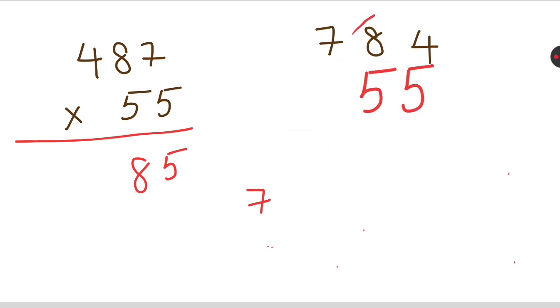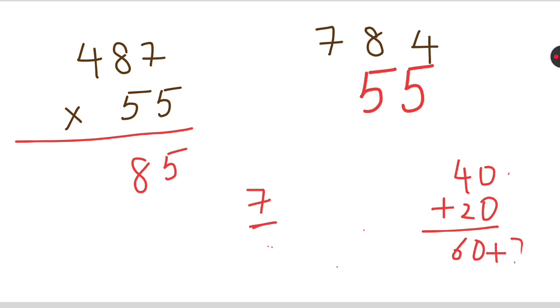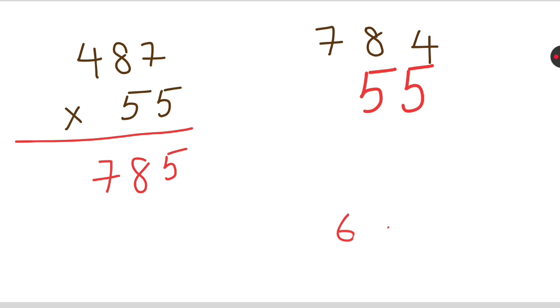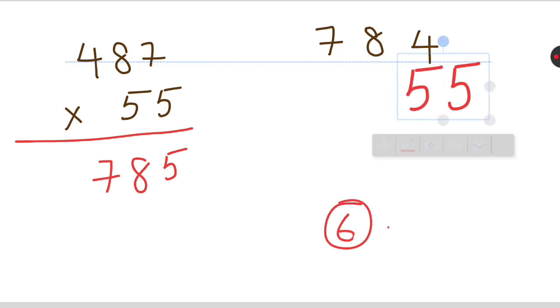Now you have to multiply the numbers. 8 5s are 40 plus 4 5s are 20. So the total is 60. You have a carry 7, so 60 plus 7 gives 67. Now write 7 as your result. Our carry is 6. Again you slide to the right.